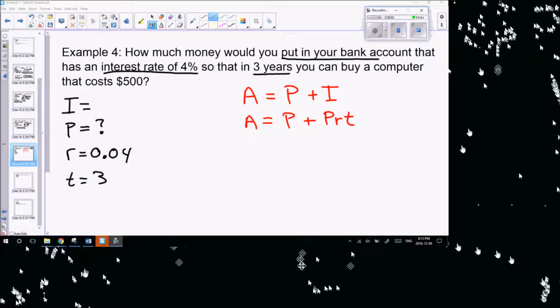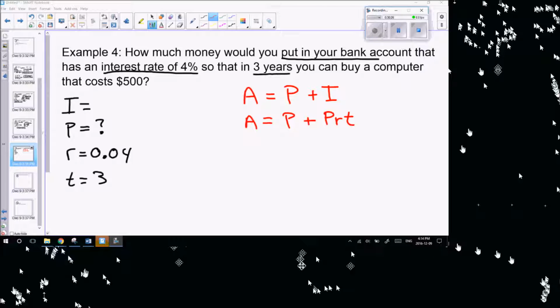So all I'm doing there is I'm using this idea that principal plus the interest gives us our total amount. And instead of using I, I'm plugging in that I is equal to P times R times T because that's our simple interest equation. So we can plug that in instead of I. Now we no longer have an I value in this equation.